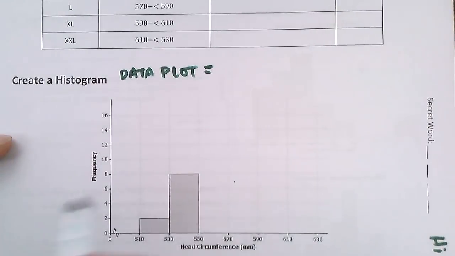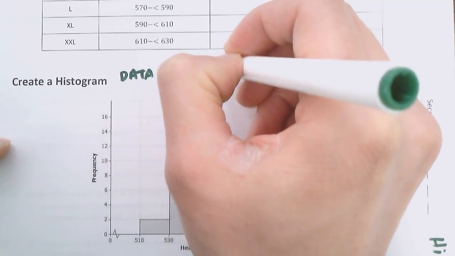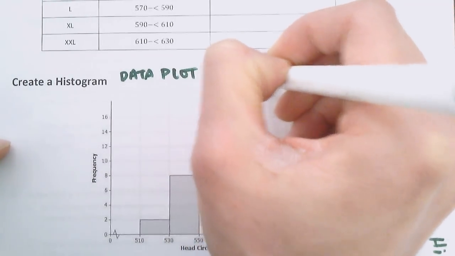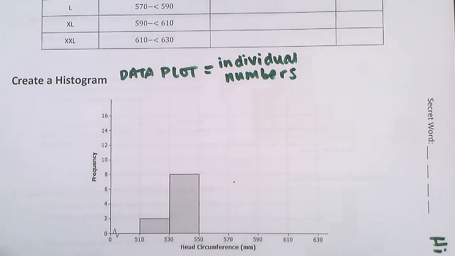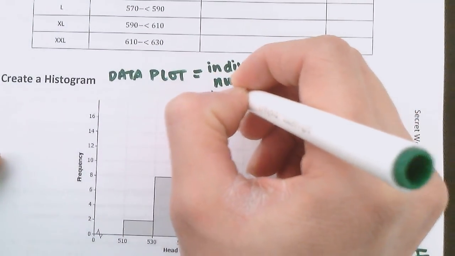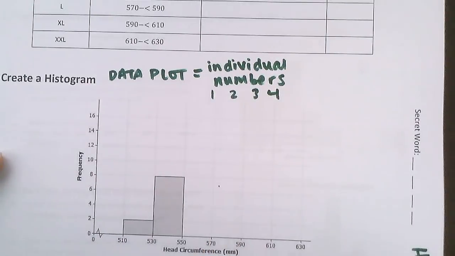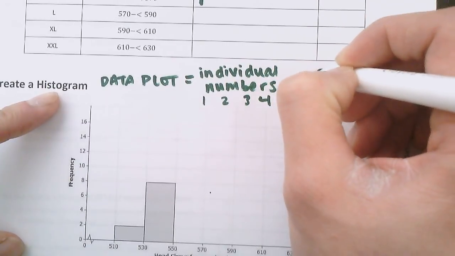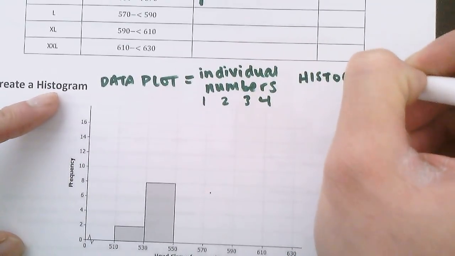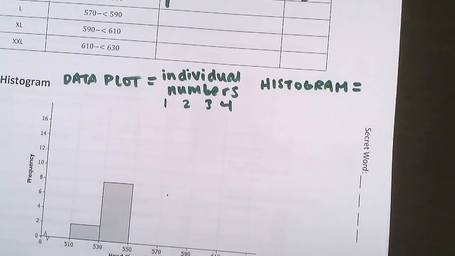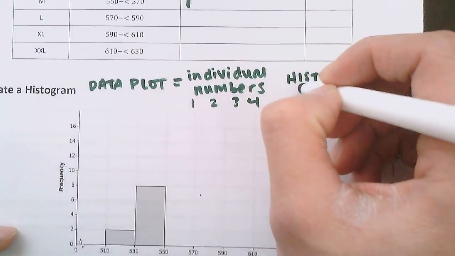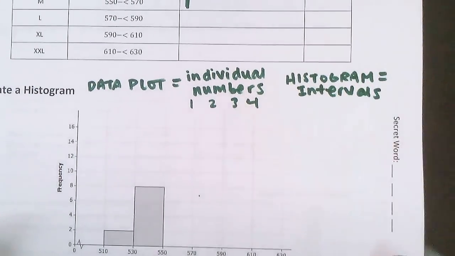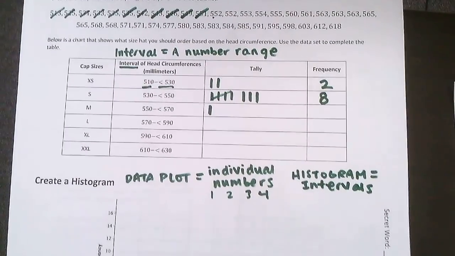A data plot uses individual numbers. A data plot, you might see like 1, 2, 3, 4, like that. Whereas a histogram, so let's write histogram. A histogram, instead of using individual numbers, it uses intervals. And if you need to look back, what is an interval?